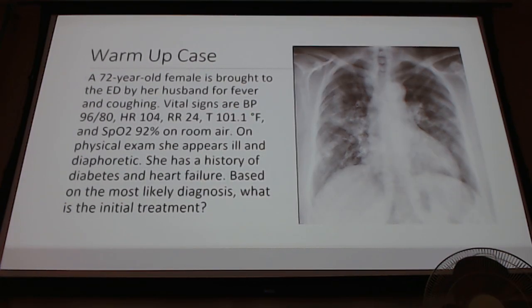All right, so here's our warm-up case. A 17-year-old female brought in to the ED by her husband for fever, cough. Blood pressure 96 over 80, heart rate 104, respiratory rate 24, temp 101.1, SpO2 92%. Physical exam, she appears ill and diaphoretic, with a history of diabetes and heart failure. Based on the most likely diagnosis, what is the initial treatment?